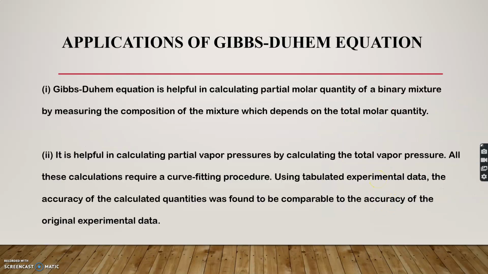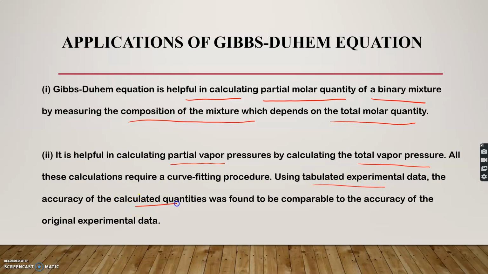What are the applications of the Gibbs-Duhem equation? As we have already seen, it is helpful in calculating the partial molar quantity for a binary mixture by measuring the composition of the mixture, which depends on the total molar quantity. Another important application is the calculation of partial vapor pressure from the total vapor pressure. Since all these calculations require a curve fitting procedure using experimental tabulated data, the accuracy of the calculated values can be compared to the accuracy of the original experimental data.